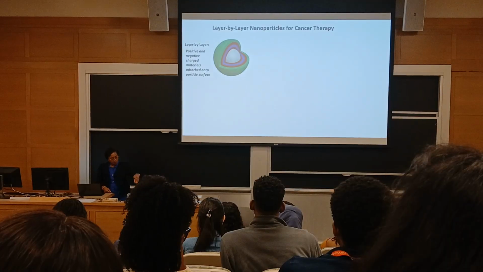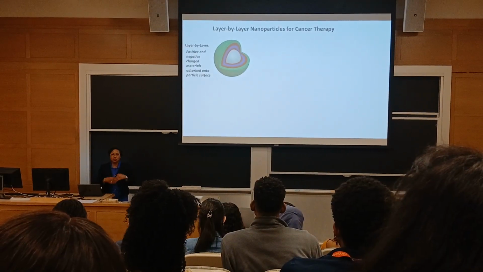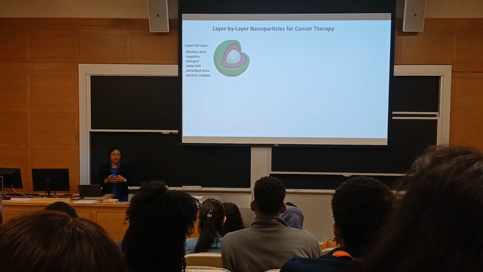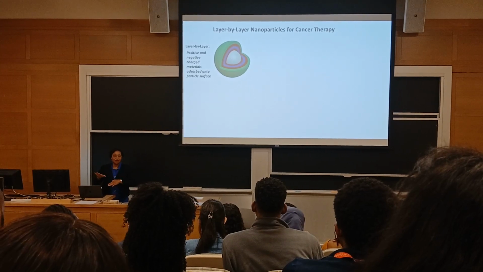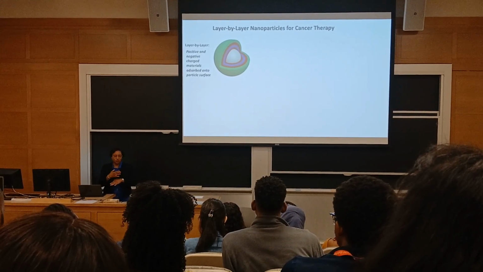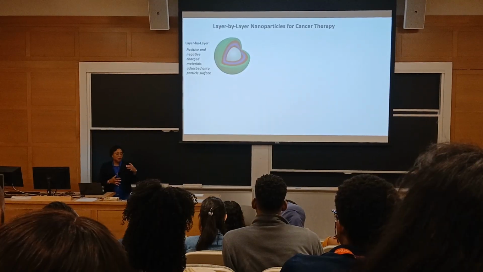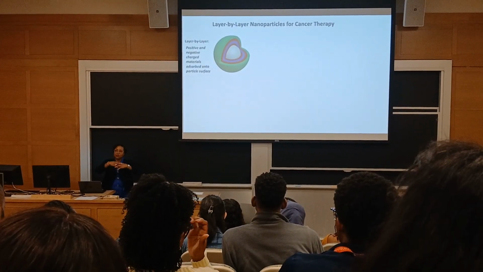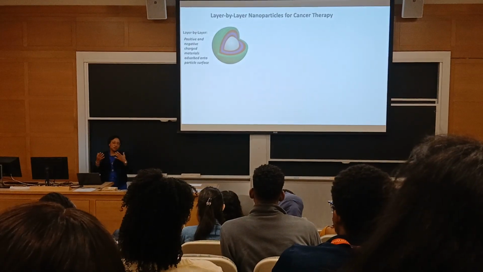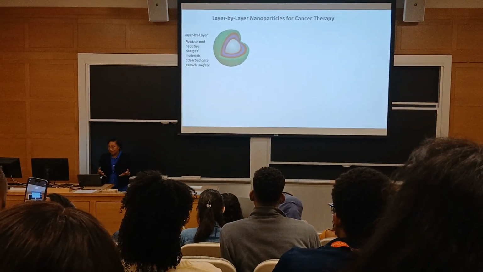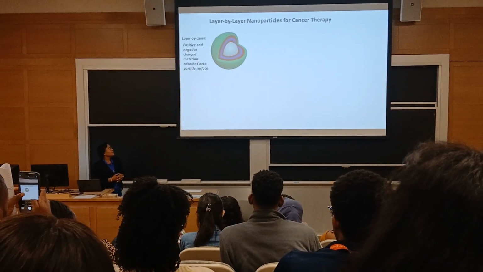You can rinse that film and remove anything that's not truly electrostatically absorbed. And now you can absorb the oppositely charged layer again until the surface charge is reversed. So this process of building positive and negative layers on top of each other in this thermodynamically controlled way has been termed layer by layer. And that's been around now for a few decades.